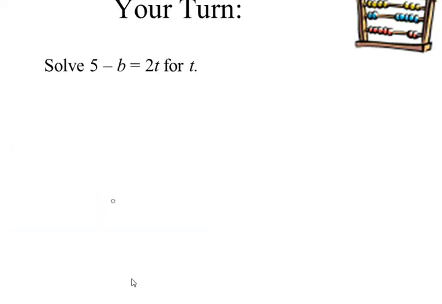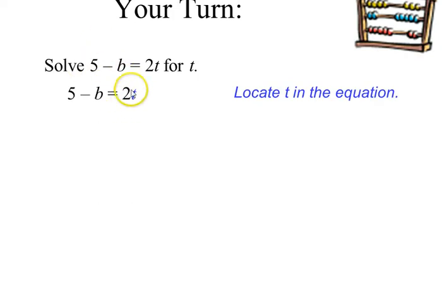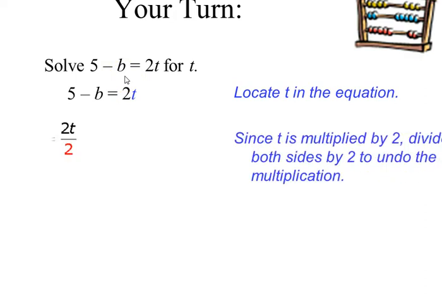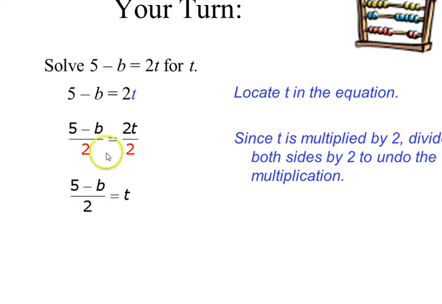Alright, so now it's your turn. Go ahead and solve for t in this case. Alright, so here is the answer. Again, the first thing we want to do is to locate where the t is, and then what are we doing to the t? In this case, we are multiplying t by 2. So to get t by itself, all we have to do is divide by 2 on both sides to get rid of the 2, so that t can be by itself, and this will be the final answer.